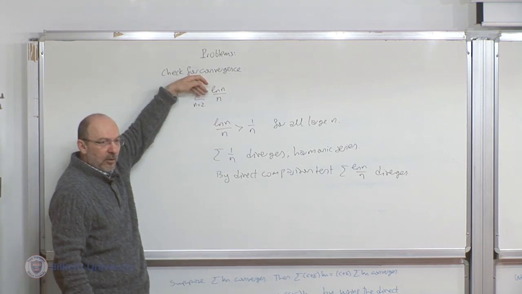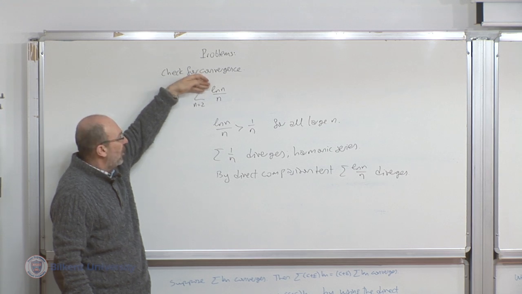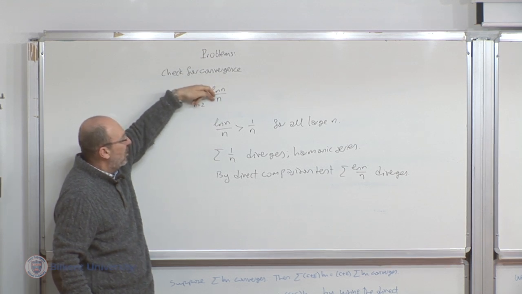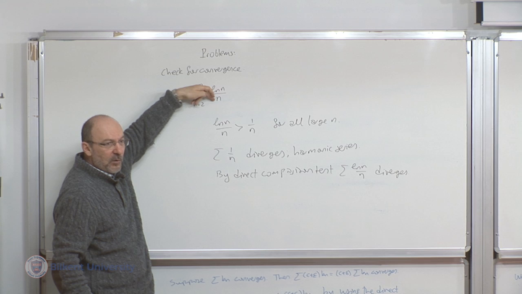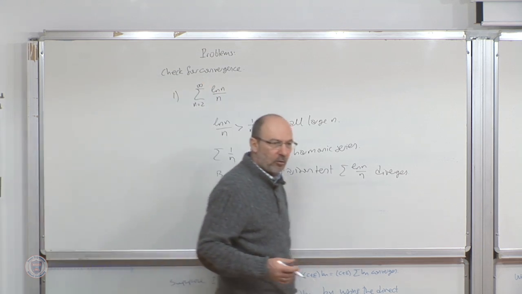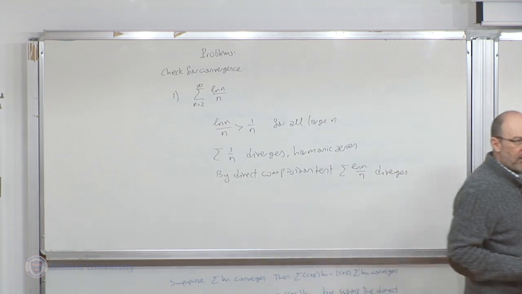You can also use the integral test here, because in the integral of ln x over x dx, dx over x is d ln x. So you integrate this. This is (ln x) squared over 2. It goes to infinity as x goes to infinity.